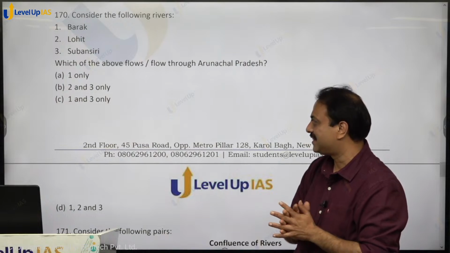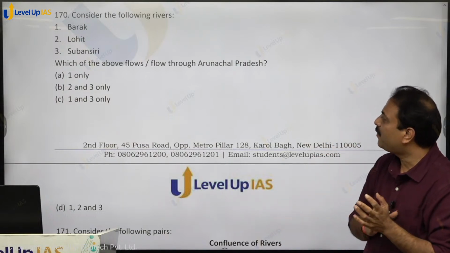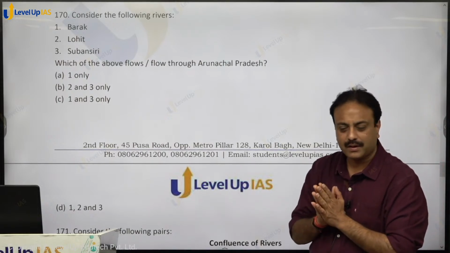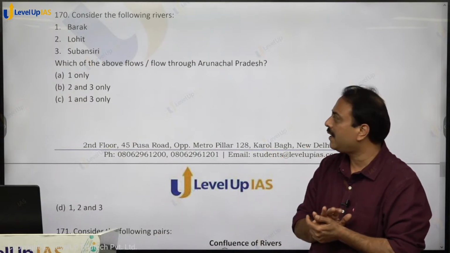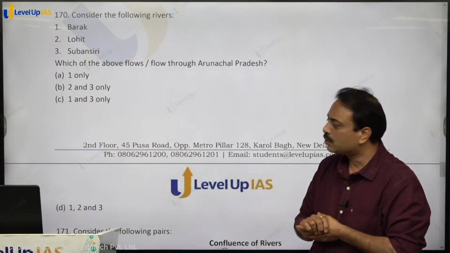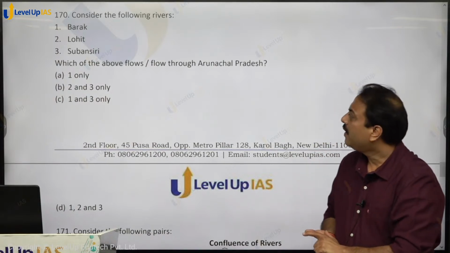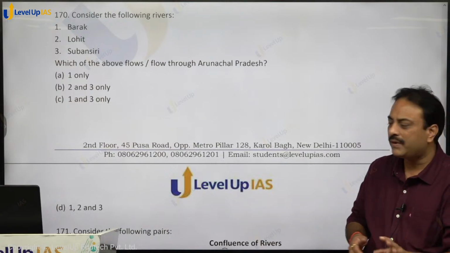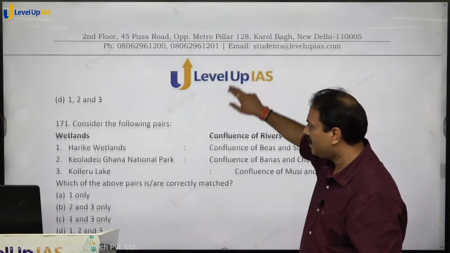Consider the following rivers: Barak, Lohit, Subansiri. Which of the above flows or flow through Arunachal Pradesh? Lohit, Arunachal se it joins Brahmaputra. Subansiri flows through northern part, joins Brahmaputra. Barak originates in Manipur and enters Bangladesh. Nothing to do with Brahmaputra. So 2 and 3 only. Option B, B for boy, should be the right answer.